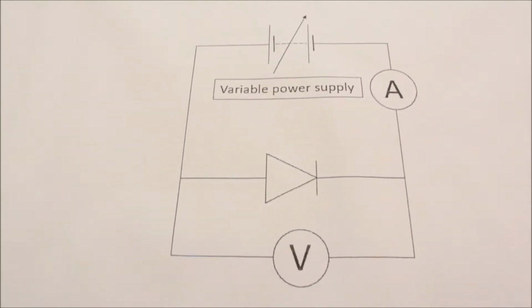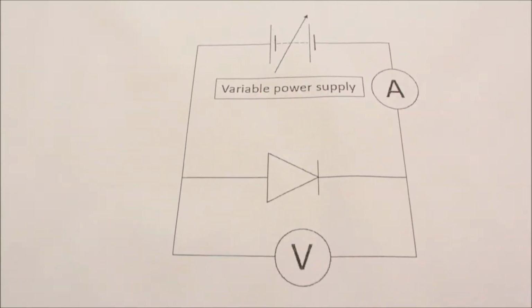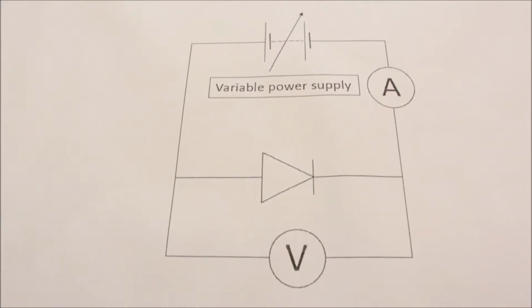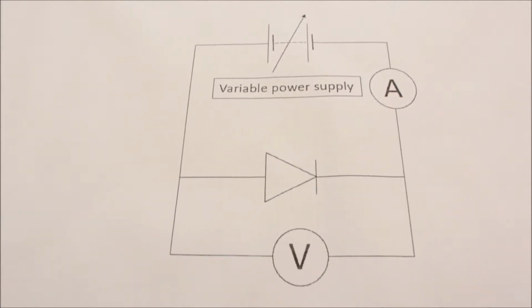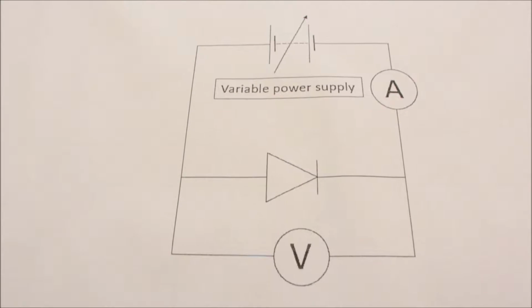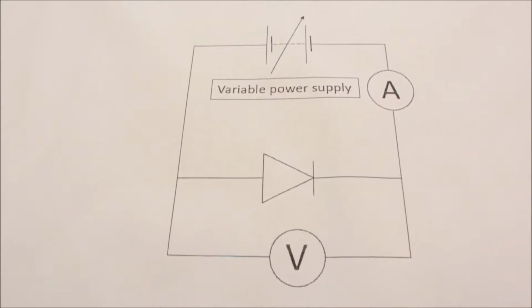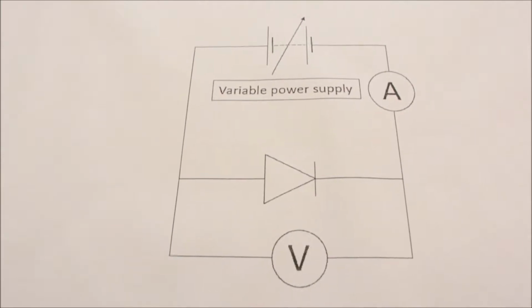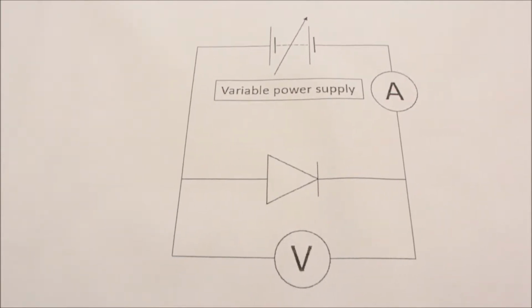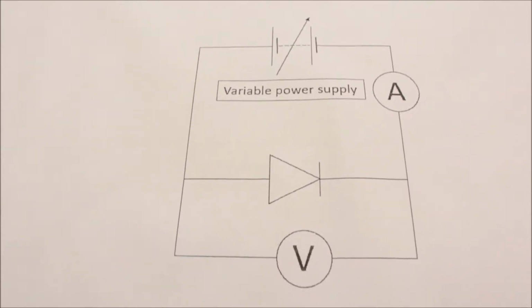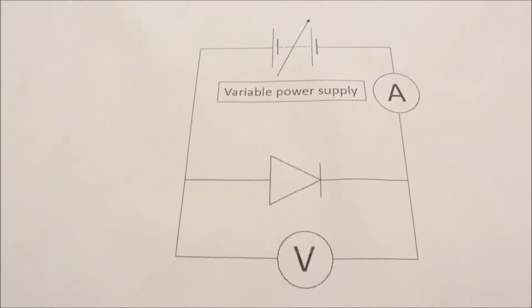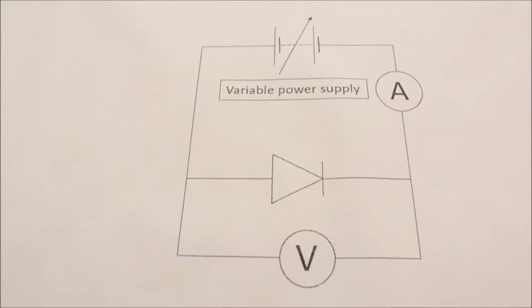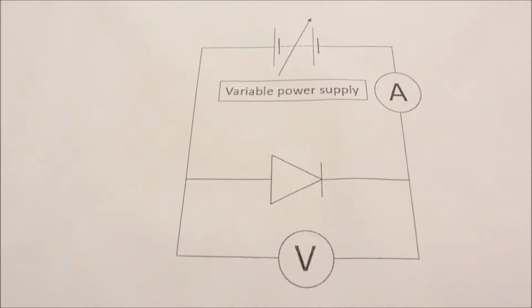GCSE required practical investigating electrical components, the diode. Here's the circuit diagram that we're going to use. You'll notice that it's not the same as the exam board recommended circuit diagram because that doesn't work. This circuit gives us the ability to change the applied potential difference in very small increments around about 0, and that is what you need to do to be able to reveal the component characteristics for the diode.